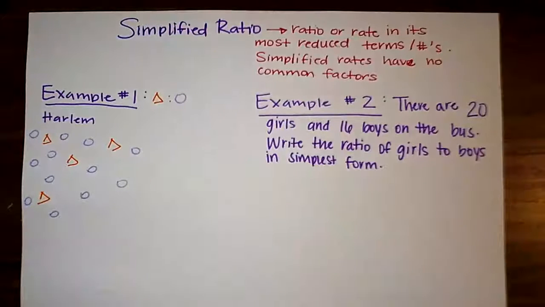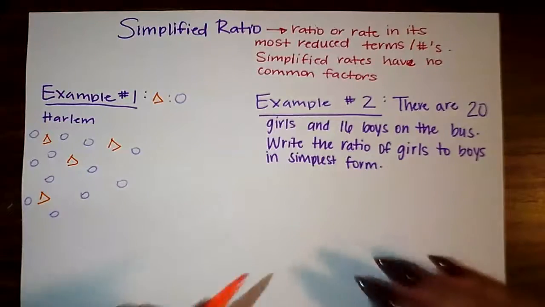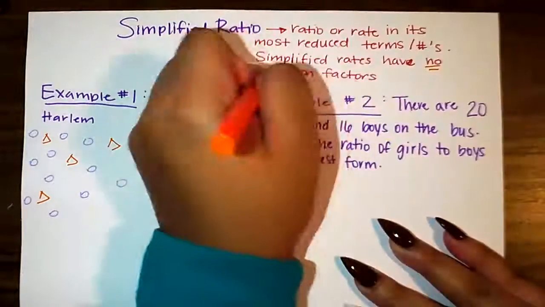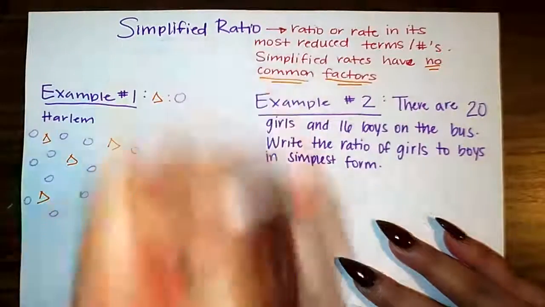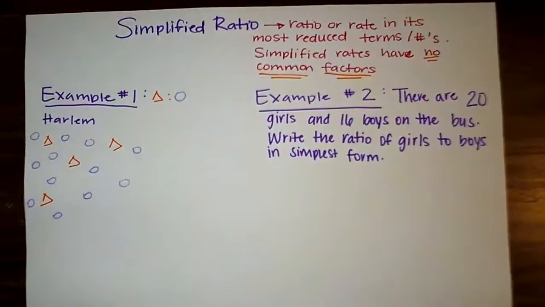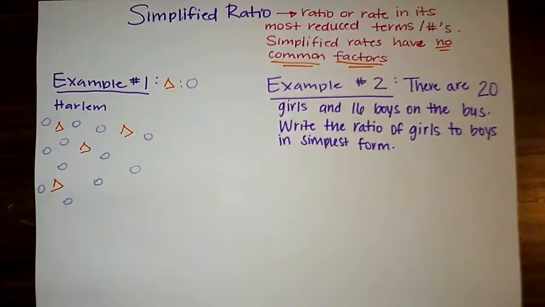All right, guys, today we are talking about simplified ratios, and that is a ratio in its most reduced terms or most reduced numbers. Simplified ratios have no common factors. That is so important, meaning we're going to have to go back to using GCF and our divisibility rules. So let's look at example one.